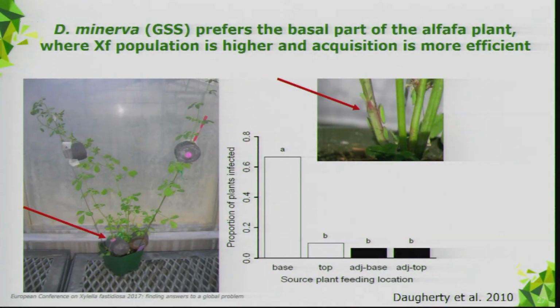Also, feeding sites can be important, not only the preference for the plant, but also where in the plant these insects will feed. Alfalfa has a higher concentration of bacteria in the base of the plant. So if you put the insects in small leaf cages or stem cages at the top of the plant and at the bottom of the plant, you get different results in terms of transmission to indicator plants. The higher transmission rates, of course, are when you place them at the base of the plant, because that's where the bacteria is more concentrated.